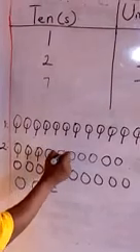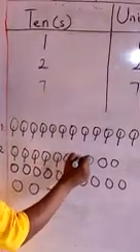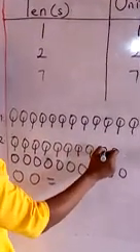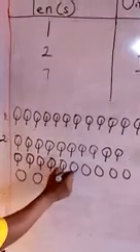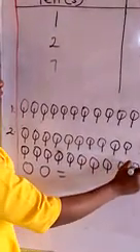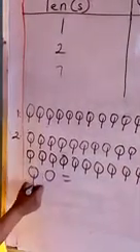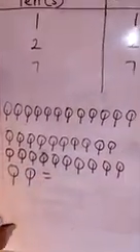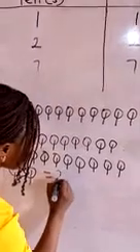Okay, let's go to number 2 now. We are going to count our objects again. Now let's count everybody. Let's go. 1, 2, 3, 4, 5, 6, 7, 8, 9, 10, 11, 12, 13, 14, 15, 16, 17, 18, 19, 20, 21, 22. You write out your 22.